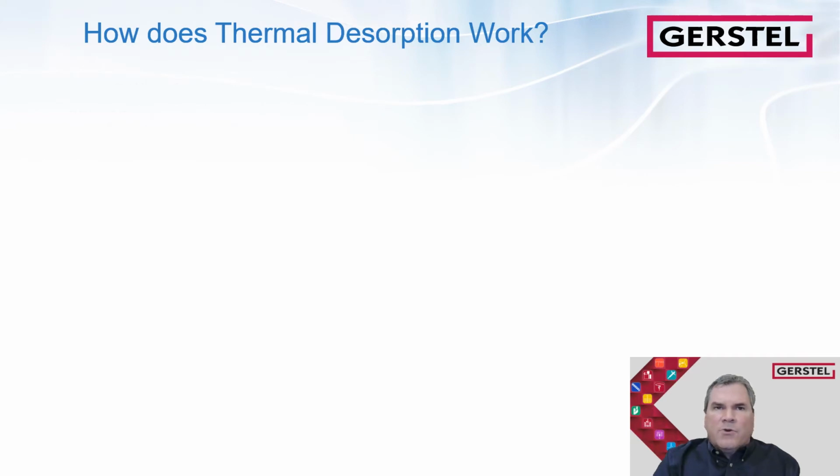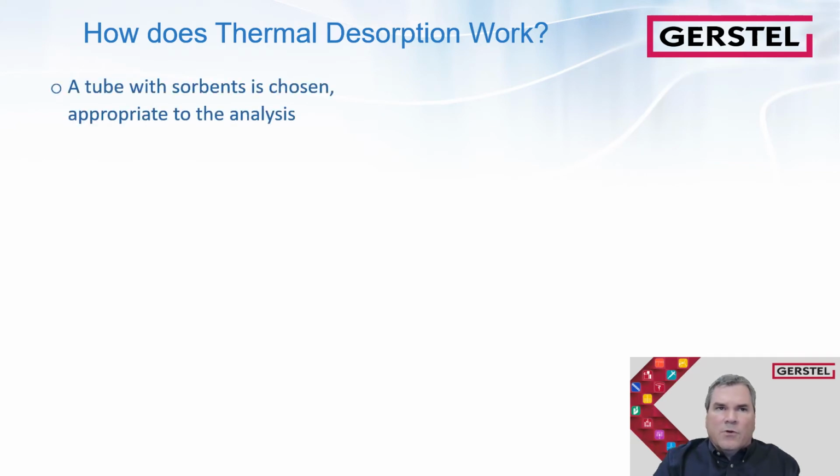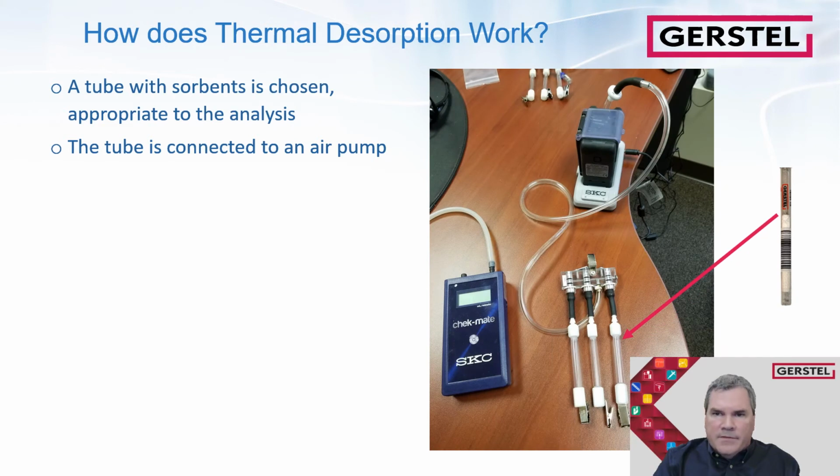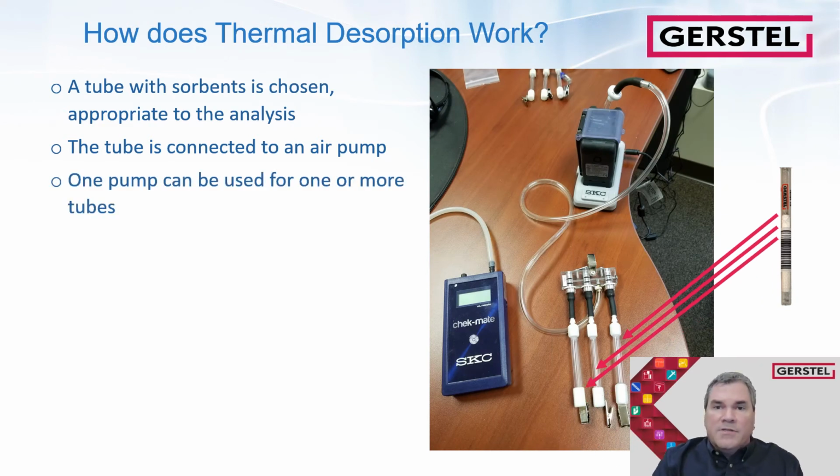So how does thermal desorption work? Well, in thermal desorption, we pick a tube that's appropriate for the analysis, in this case, a tube that works for PFAS. This is an example of what a tube might look like. This is a glass tube that has sorbents inside. That tube is connected to an air pump. So you can see in this picture, in this case, we're going to hook up 3 tubes at the same time into these cases, and we can take 3 samples simultaneously.